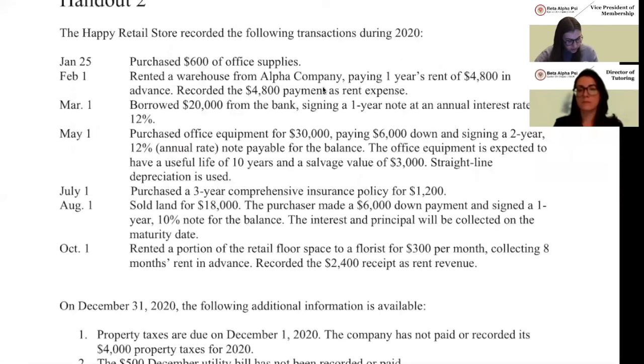Okay, moving on to July 1st, we purchased a 3-year comprehensive insurance policy for $1,200. So on July 1st, we bought it, and now it's December 31st, and we need to think about what kind of adjusting journal entry we need to do for that.